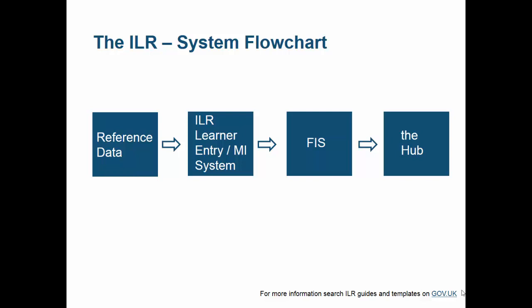The next stage is FIS, which is the Funding Information System. This is another piece of software provided by the Education and Skills Funding Agency, and you can use this software to validate your ILR file and to produce indicative funding reports. The final stage of the process is the hub, and this is where you submit your file to us. Once we receive the file, we'll process it, produce a suite of reports, and these will show you how much money you'll earn from the file you've submitted.